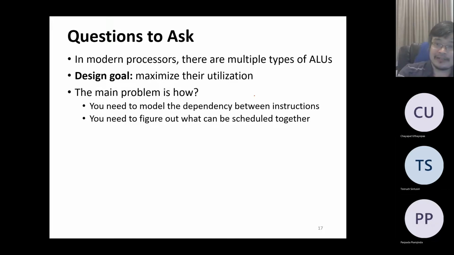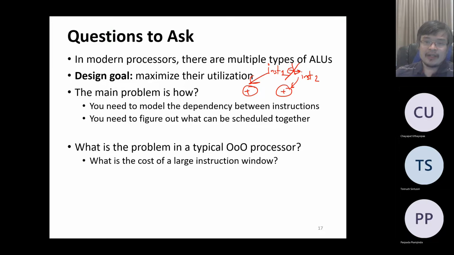So let's say I have 2 adders like this, right? Can I put instruction 1 here, and then can I put instruction 2 here in parallel, so that they both do the add? I need to make sure that instruction 1 and instruction 2 don't have any dependency, so they can operate independently of each other, right? And then to figure out independent instructions, you need a big window so that you have a lot of available instructions, right?